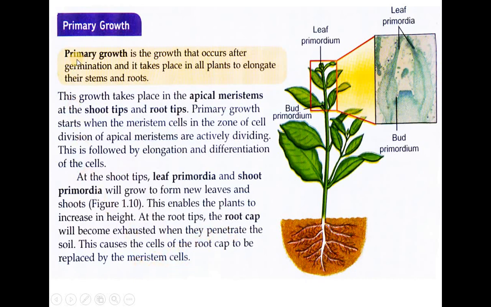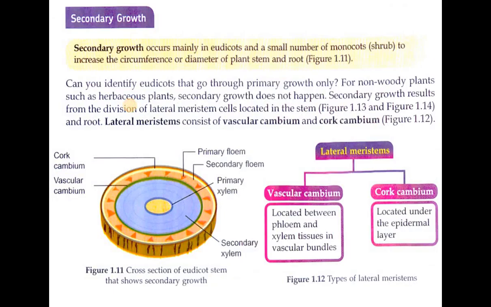So what you should know about primary growth is that it occurs after germination, and its purpose is to increase the height of the plants, or in other words, to grow taller. Secondary growth. What is secondary growth? Secondary growth occurs mainly in eudicots and a small number of monocots, especially shrubs, to increase the circumference or diameter of the plant stem and roots.